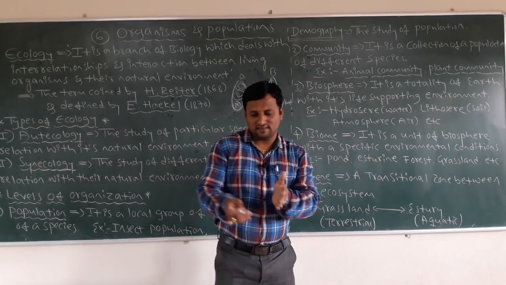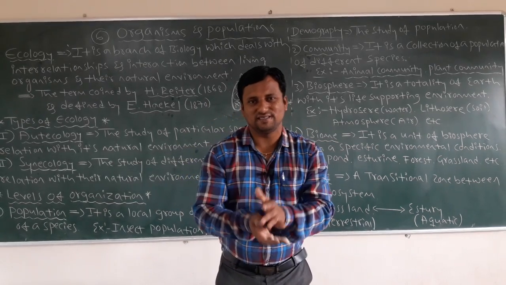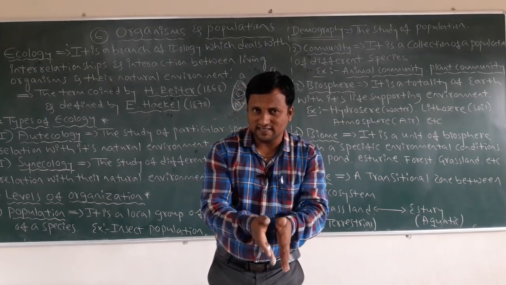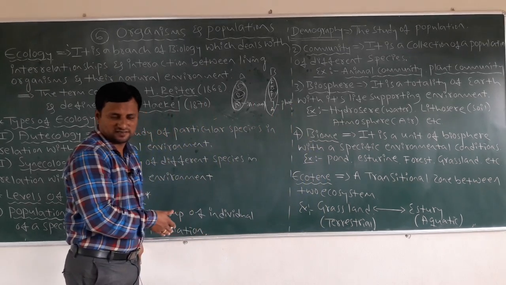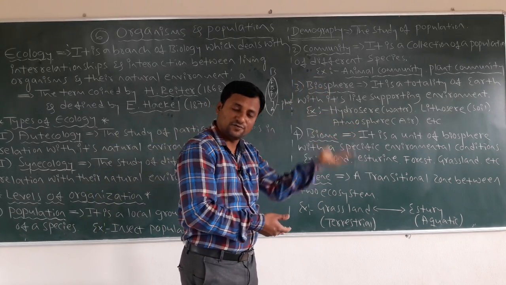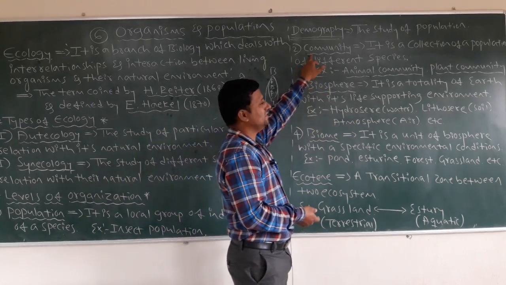We are not seeing individual species here. If we take an individual species in that locality area, then it is called a population. That group, that collection of populations with different species, is called a community.